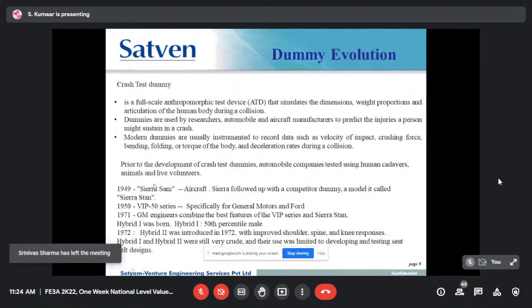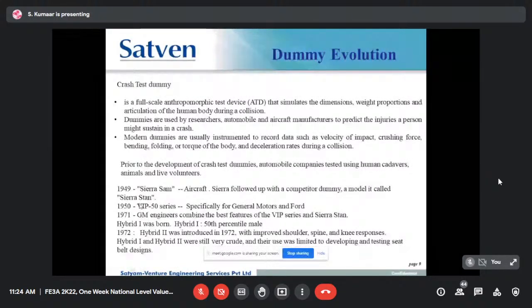At the same time they developed another dummy called FE3A also. In 1950, first they developed the VIP 50 series dummy, specifically for General Motors and Ford. In 1981, the response of the VIP 50 series dummy was not as per expectation. So what the GM engineers did in 1971 was combine the best features of FE3A and the VIP 50 series, and they created the new dummy called Hybrid 1.